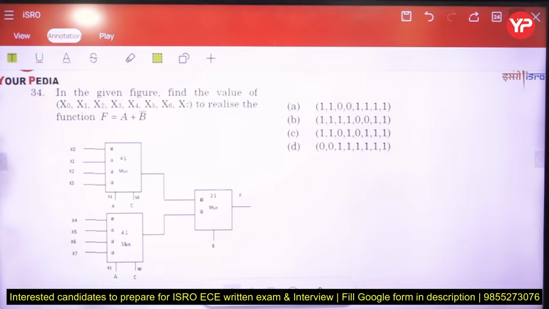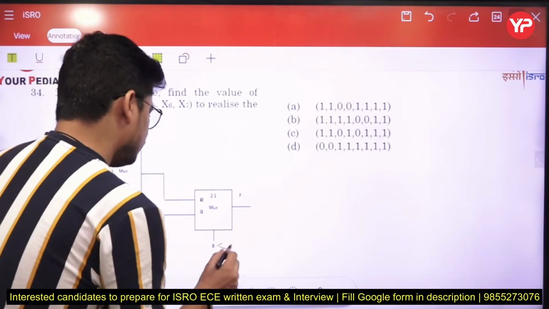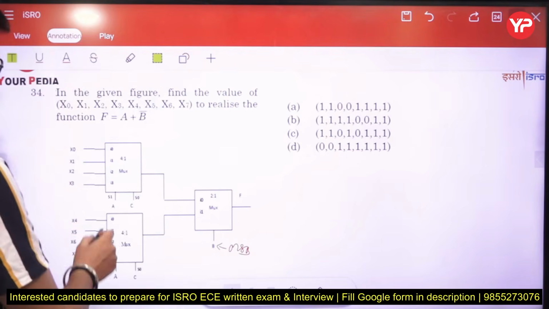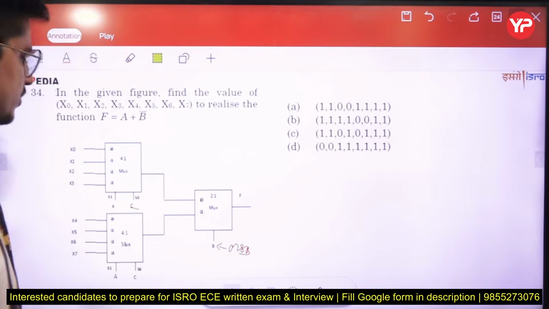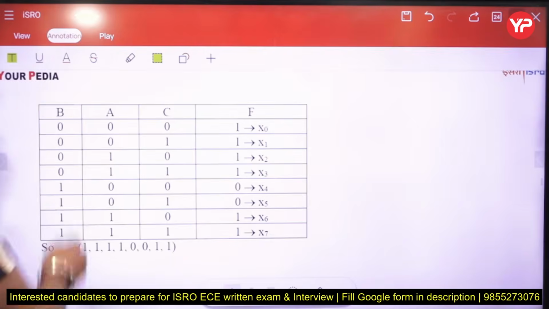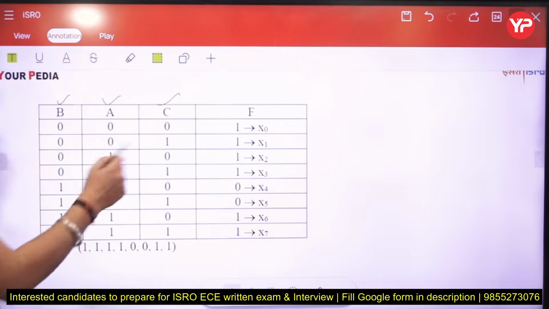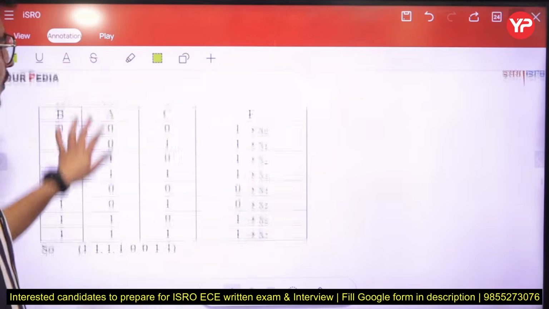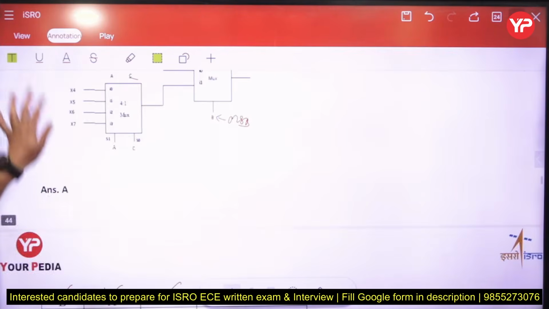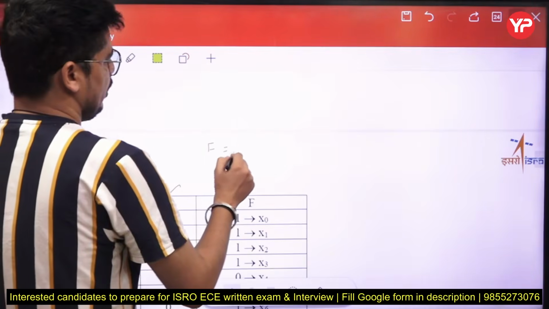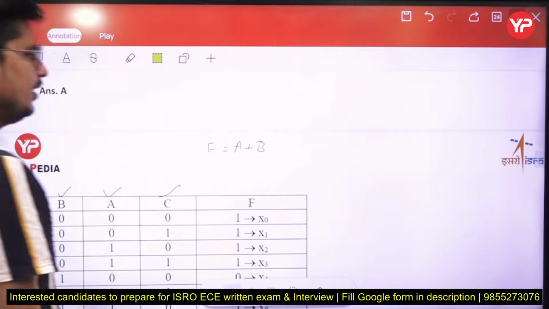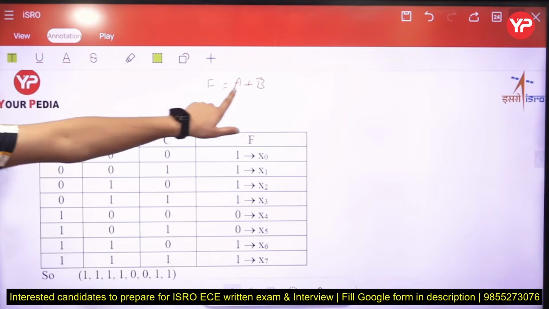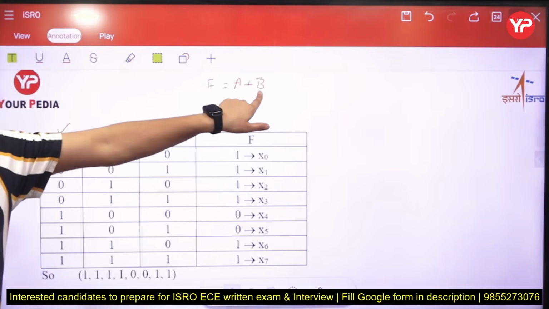Okay, next. In the figure, find the value of this one to realize the function f is equals to a b bar. So first thing you have to remember that this should be MSB. We have to take this as MSB, and this is LSB, C is LSB. So first we make a table for this one. I already made that table. We're taking B here, A here and C here. That will be the combination. And what we are seeing from this function is that f is equals to a plus b dash, right? So it means this function f is going to be 1 when your b is going to be 0, because here it is b dash.